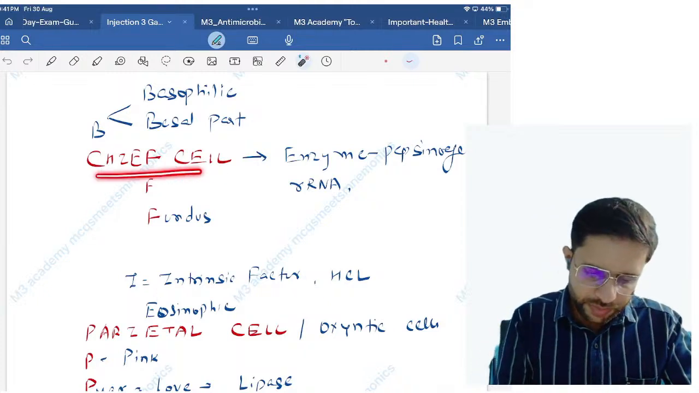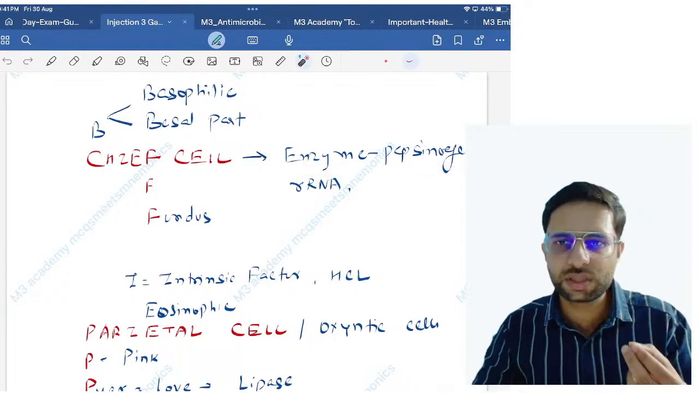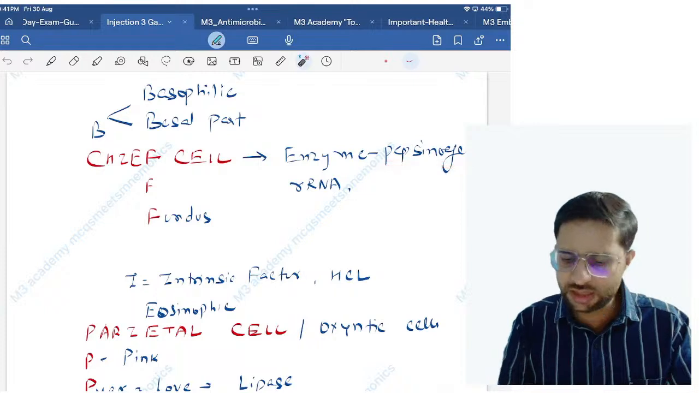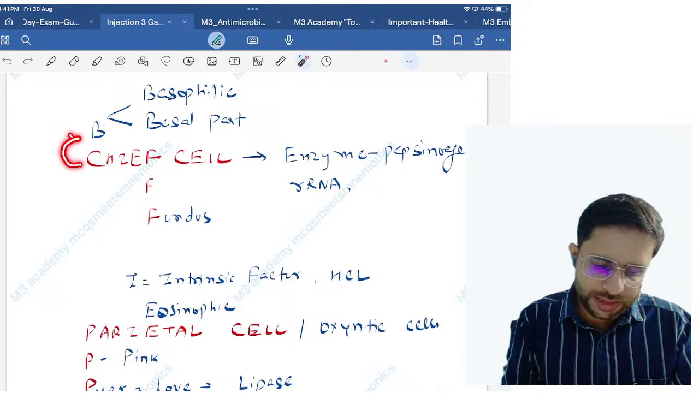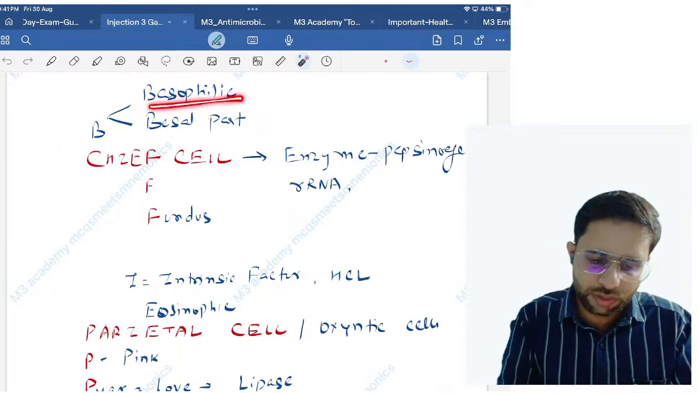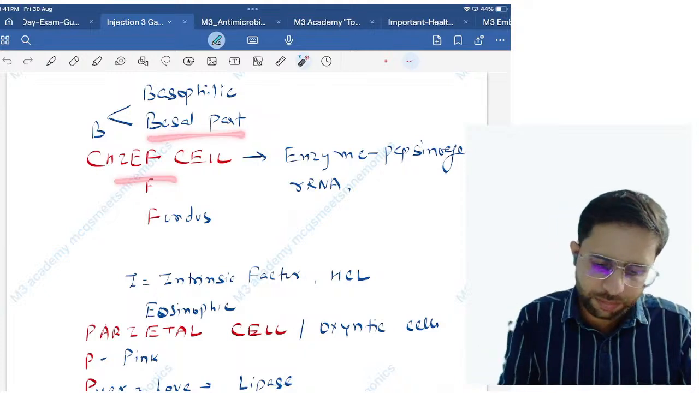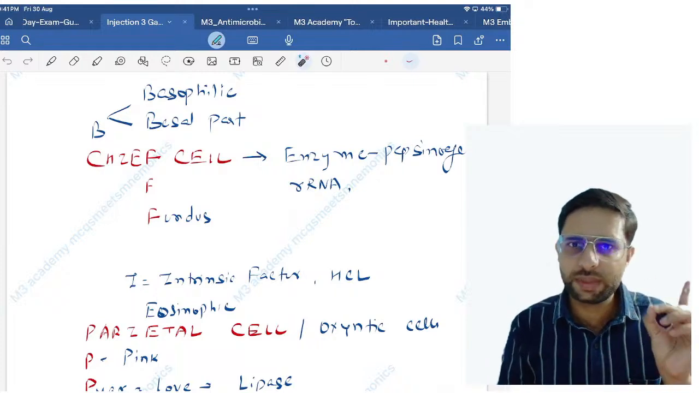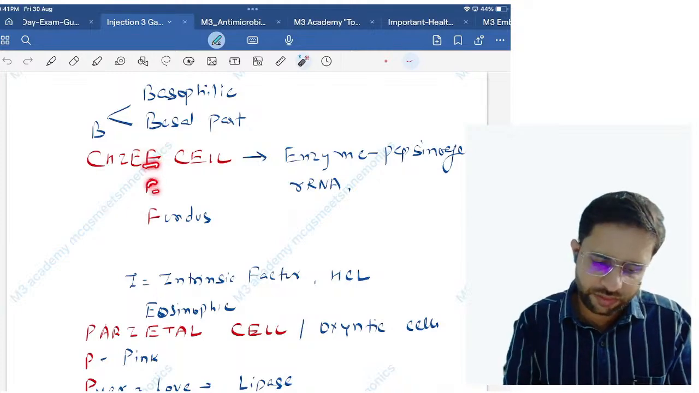Chief cells secrete the enzyme pepsinogen. Chief means the main worker, and the important work is enzyme secretion. Chief cells have abundant ribosomal RNA. Before the C alphabet we have the B alphabet: B for basophilic and basal part. So chief cells are situated on the basal part and are basophilic. They secrete pepsinogen and are present in the fundus. Chief, F for fundus.